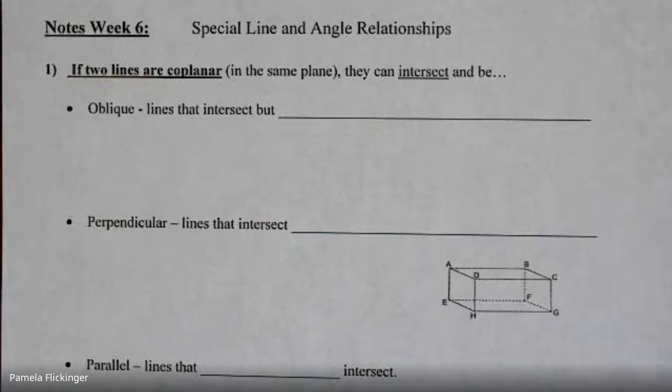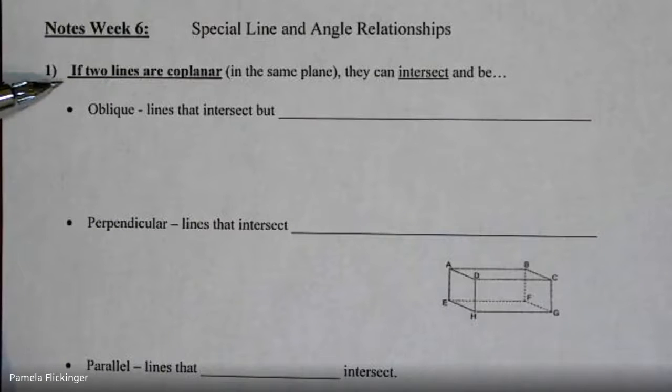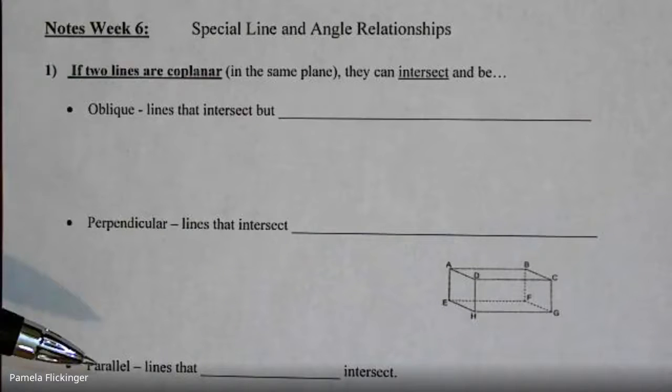All right, so starting this week, we're going to look at different line and angle relationships. So you're going to have notes today, Friday, and Monday, and then your quiz will be on the notes that we take on those 3 days. Today, we're going to look first if we have two lines that are coplanar. Remember, coplanar means in the same plane.